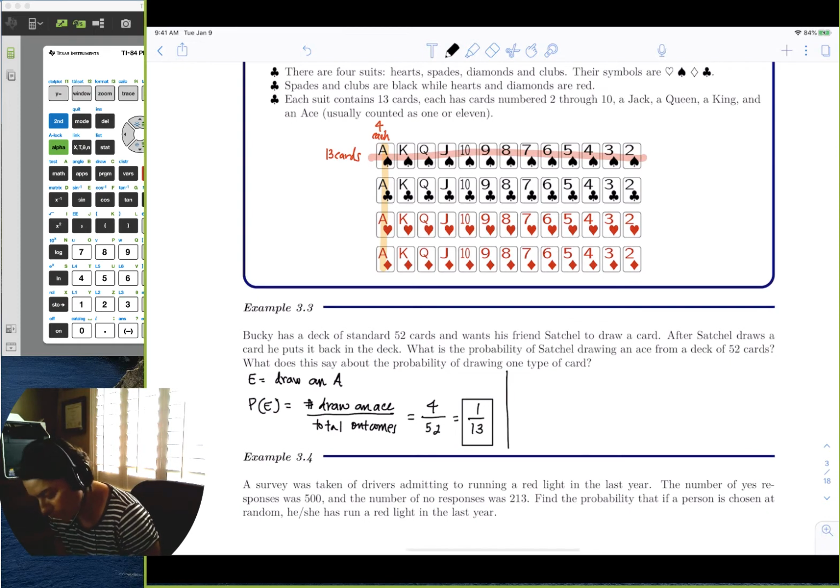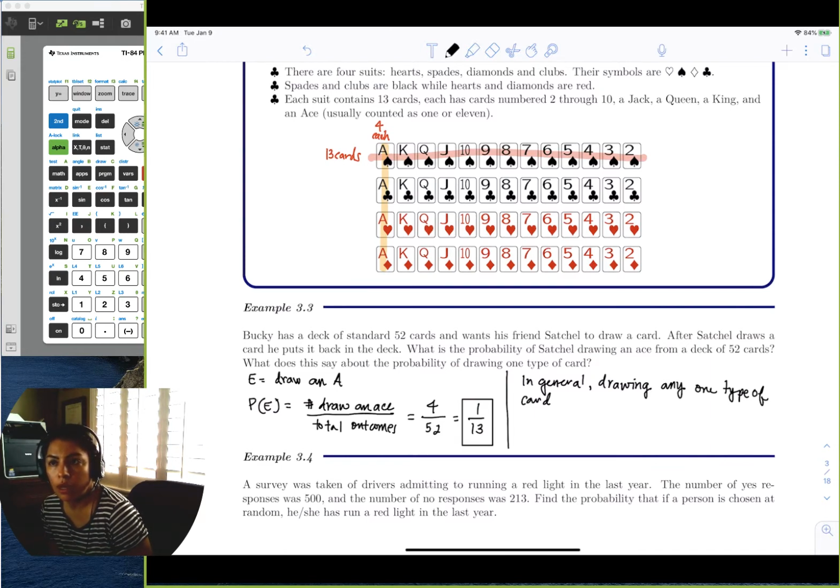Okay, so what does this say about drawing one type of card? Well, in general, drawing any one type of card from a deck of 52, the probability is 1/13.